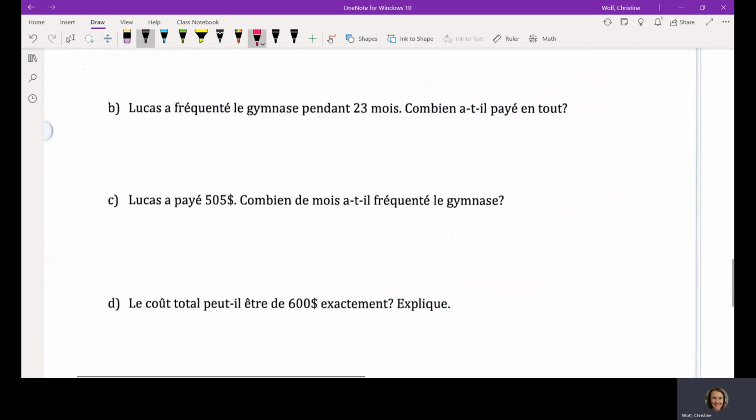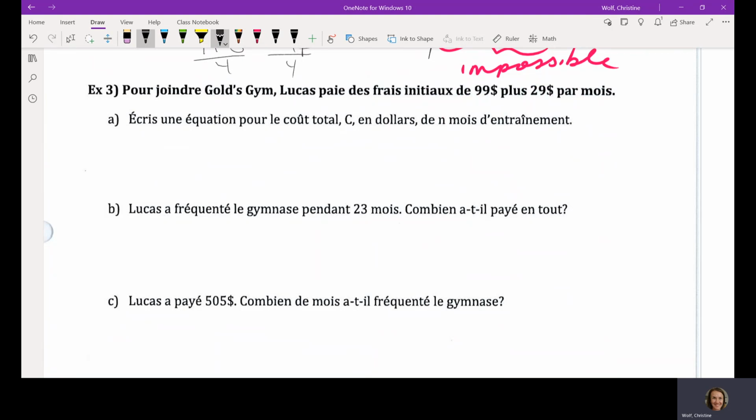Is this the last one? Yeah. Okay. Dernier. So pour joindre Gold's Gym, I really have to update this. It's now, what's Gold's Gym called now? Evolution. To join Evolution, Lucas paye des frais initiaux de $99 plus $29 par mois. So gyms sometimes have like an initial sign-up fee. That for him was 99 bucks. Puis après ça, il a besoin de payer $29 par mois. So, écris une équation pour le coût total. So, voilà la première variable. Souvent, ça c'est celle qu'on commence avec.